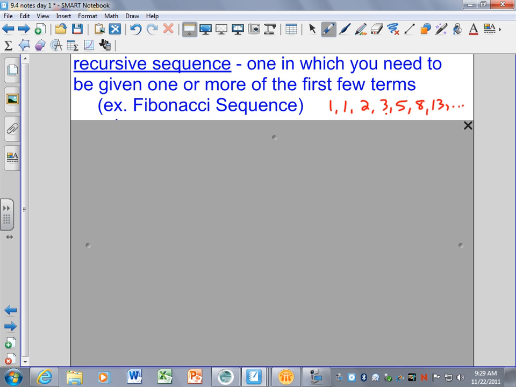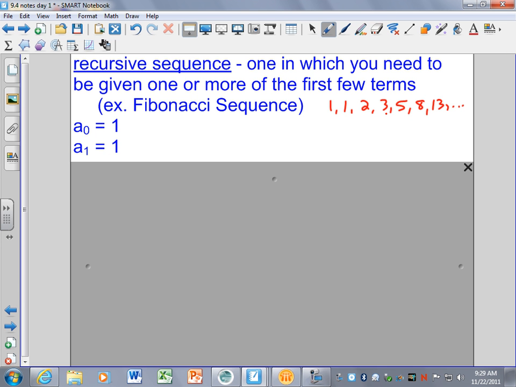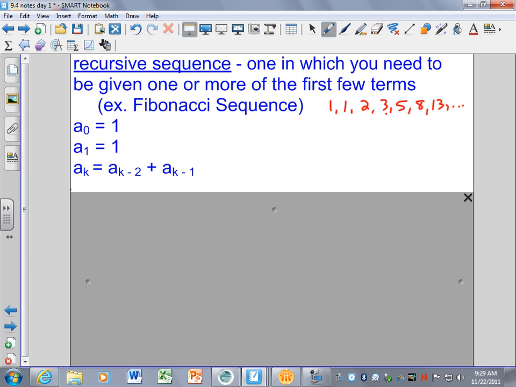So the way that they write these, people kind of get confused by them sometimes, is they have to give you something in order to let you know what to do. So the Fibonacci sequence, we could say, and they start with 0 on this, and that's something you have to kind of pay attention to. I normally think of the first term as being a sub 1, but for the Fibonacci sequence, they say, well, a sub 0 is 1, and a sub 1 is 1, and then they give you a formula, and they say to find any value, a sub k, you take a sub k minus 2 plus a sub k minus 1. And that just means you take the term that's two terms below it, plus the one that's one term below it, and you add those together. And so I'll show you what I mean by this.